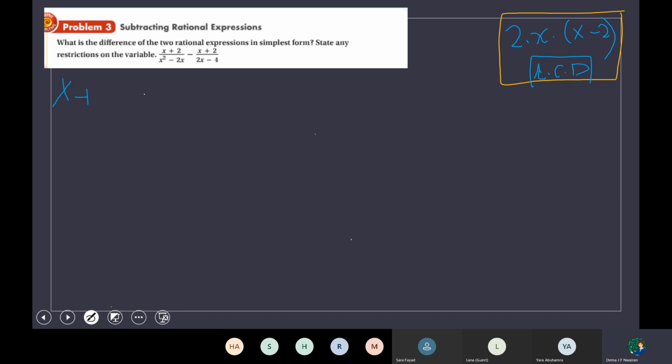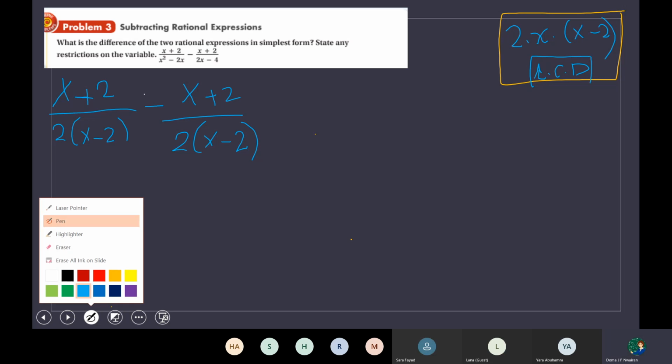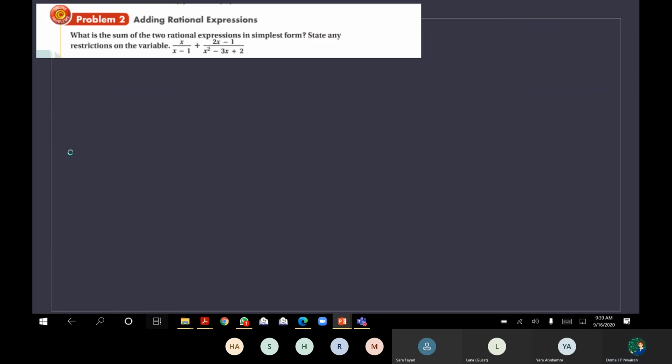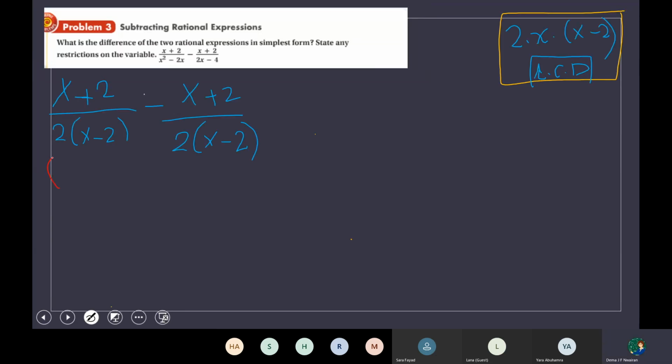The first one is x plus 2 over 2 minus x over 2, I try to simplify it, minus x plus 2 over 2 times x minus 2. Then I will go now and bring my bag and look at the first denominator, and I will ask him, what did you have? He told me that he has 2 and x minus 2 and he needs x.